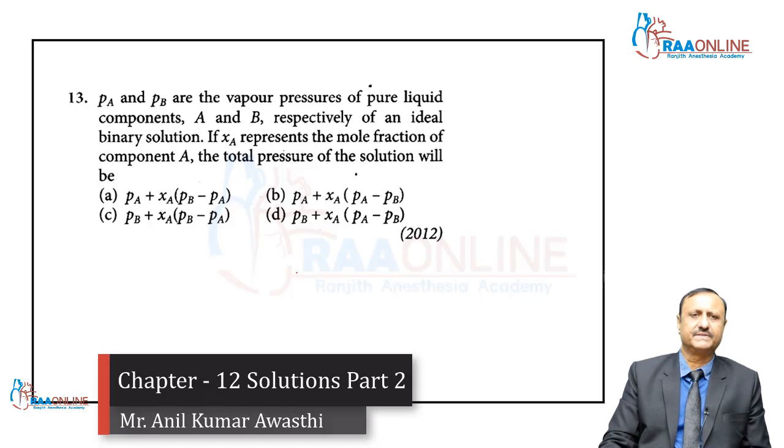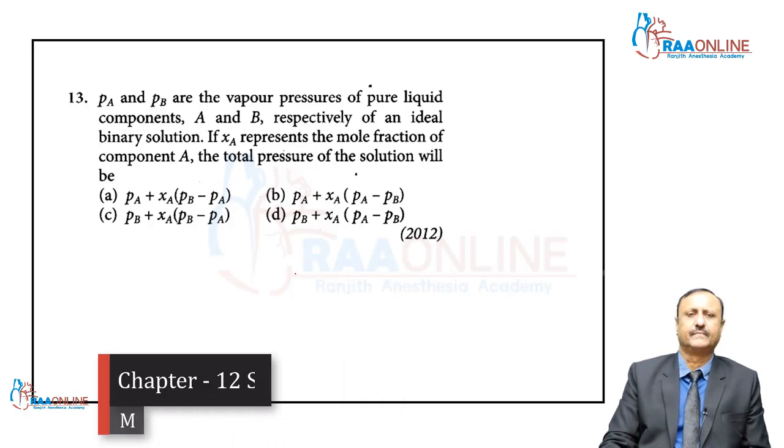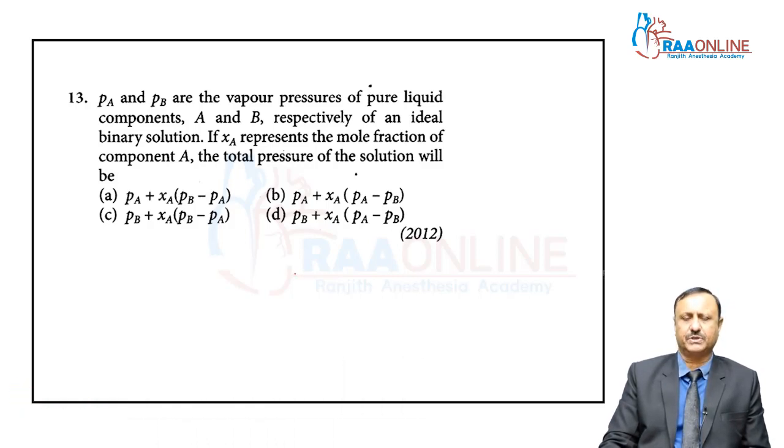Now my dear students, we can see here question number 13. PA0 and PB0 are the vapor pressures of pure liquid components A and B respectively of an ideal binary solution. If XA represents the mole fraction of component A, the total pressure of the solution will be.